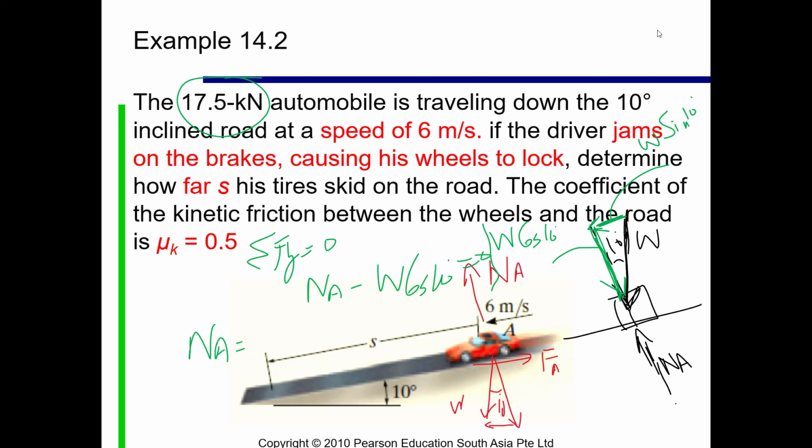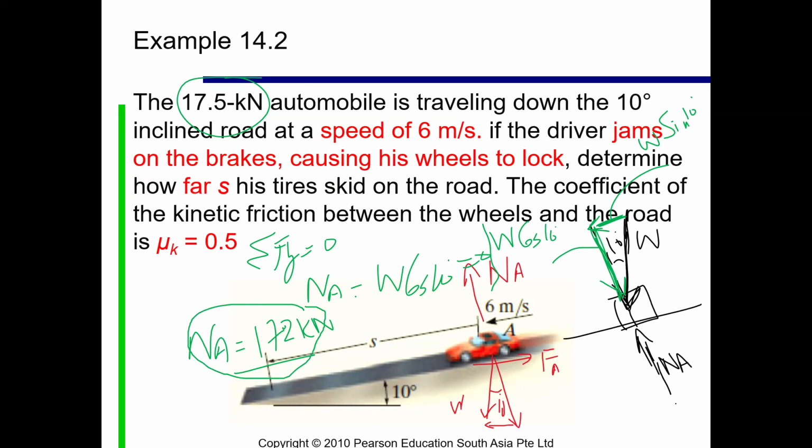Cos 10 of 175 into 1000. 0.5 into 1000, yes. What's the value, students? 17.2 kilonewtons. 17.2 kilonewton. Okay. So you got the value of NA from here, right?